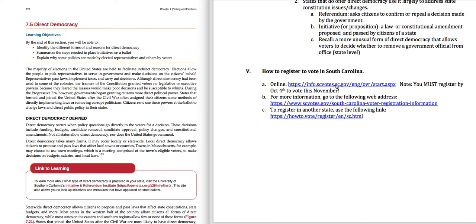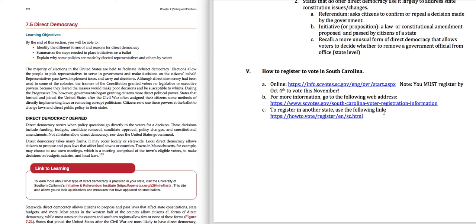These notes are provided where your reading is. I provided this PDF. You can just click right on this. You can register to vote in South Carolina right here with that click. Note, you must register to vote by October the 4th to vote this November. So if you're watching this in another semester, it's going to be early October. If you do it before October the 4th, you can vote in November. For more information, go to southcarolinavotes.gov. That's a ton of information, like where to vote, how to vote, all that kind of stuff.